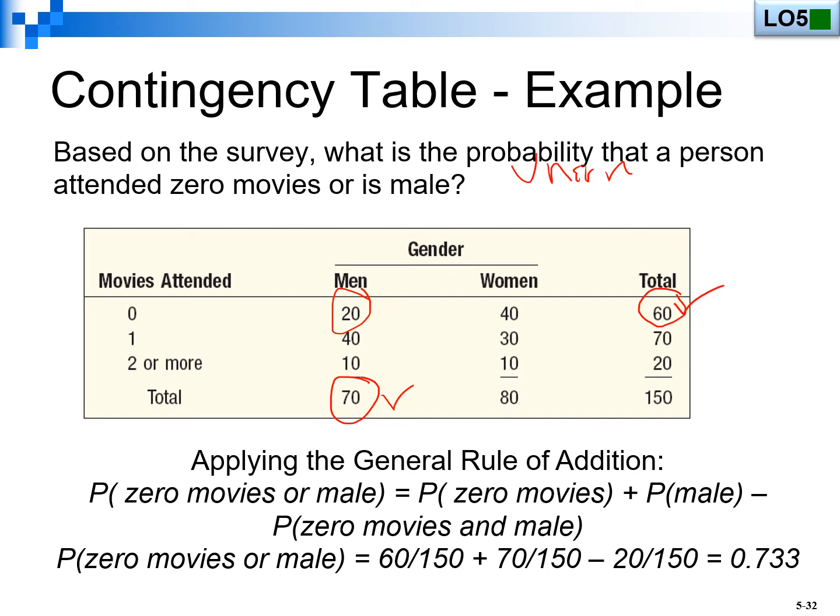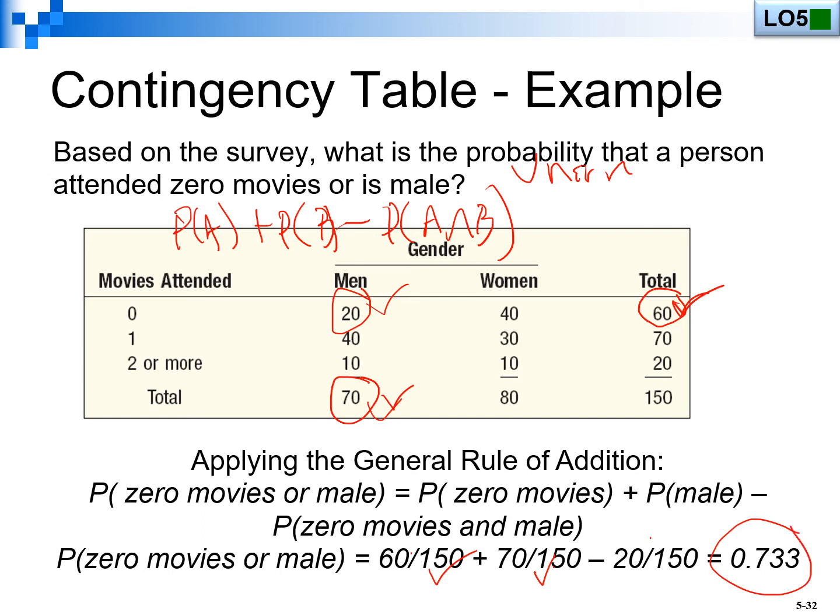So the basic formula again is going to be the probability of A plus the probability of B minus the probability of the intersection. Because notice there is an intersection here, we don't want to double count, because there's some men. We got the 0 attendance, which does include some women, and we also have, in this category, the case of the men. So down below you can see the calculation. Notice they took the 60 over 150, they took the 70 over 150, so that's A or B, and then notice how they subtracted out the intersection. They put that right there and they came up with 0.733.